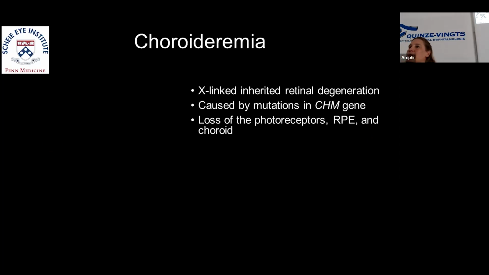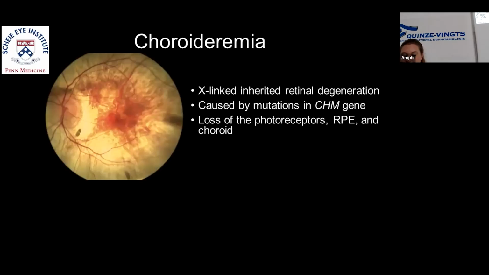All right, so I'm going to start by giving an introduction to one of the inherited retinal diseases that we have been studying, called choroideremia. And choroideremia is a rare X-linked inherited retinal degeneration. It's caused by mutations in the CHM gene, and it results in loss of photoreceptors, RPE, and choroid. And if you were to look at a fundus photograph of an individual with choroideremia, this is a typical picture of what you would see.